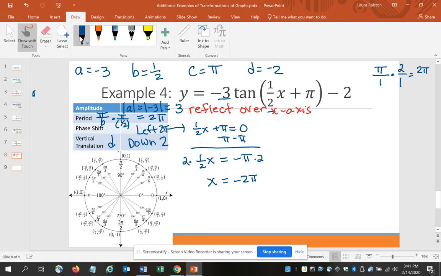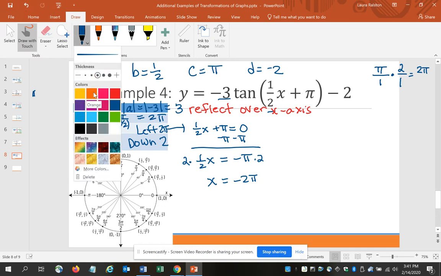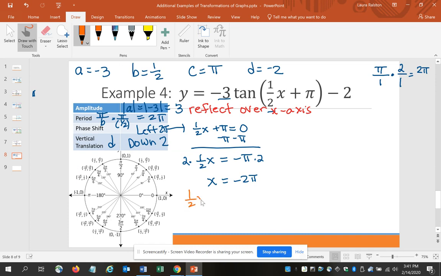But remember, with the tangent, there's an extra step because that doesn't really give me my initial starting value. To find that initial starting value, I have to take 1/2 x plus pi equal to negative pi halves. There's a couple of things we could do here. If you don't like the fractions, we could multiply through by 2. So I'm going to do that. So I have 1x plus 2 pi equals negative pi.